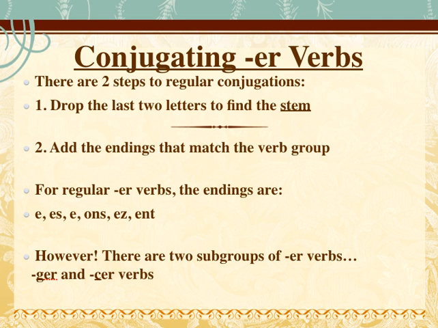Remember that when we're conjugating regular ER verbs, we follow two steps. Drop the last two letters to find the stem and add the regular ER verb endings: E, ES, E, ONS, EZ, ENT. This works for any regular ER verb. However, we do have two subgroups of ER verbs, GER verbs and CER verbs.